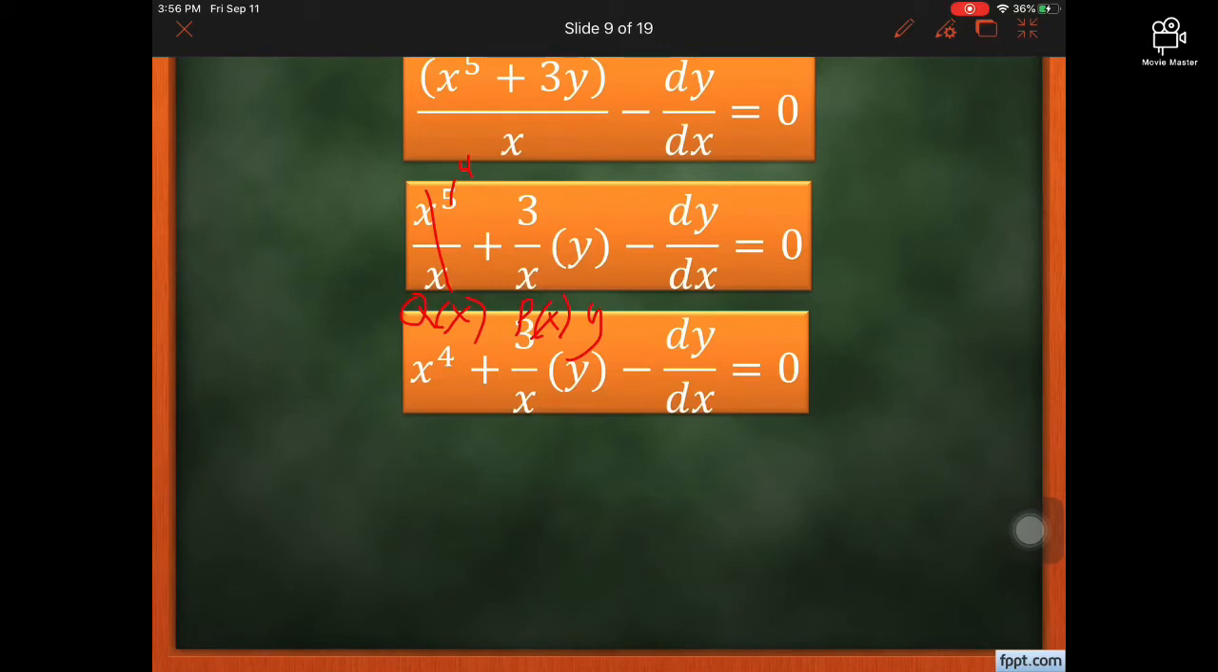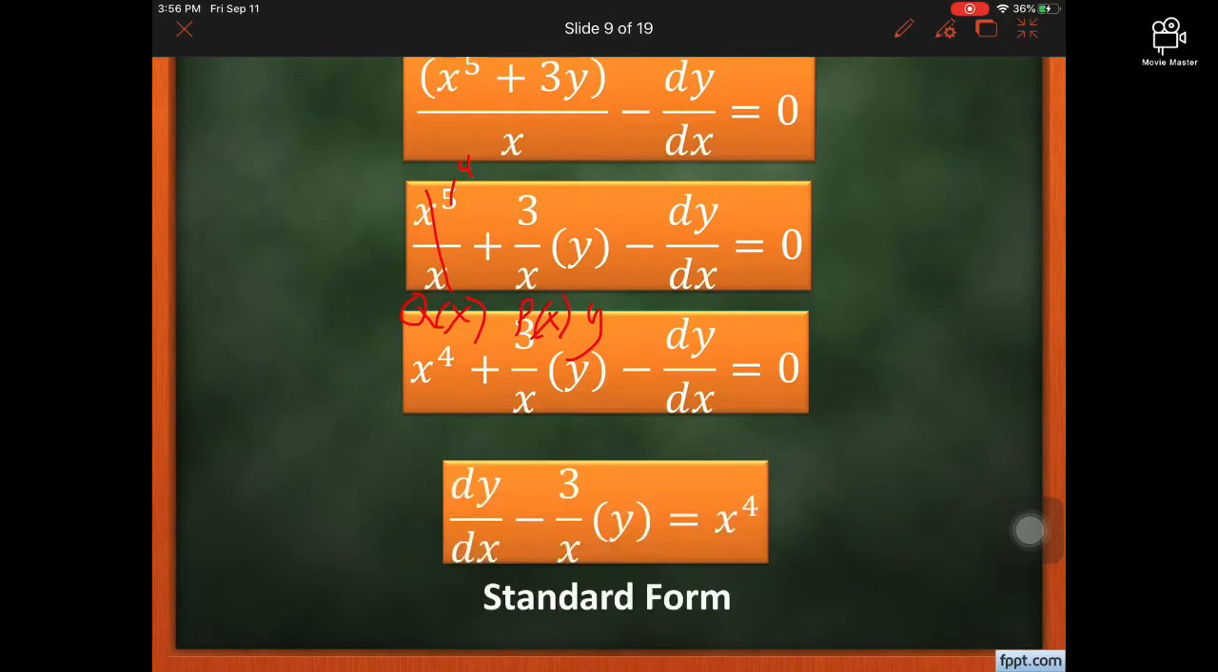So, now we can change it into the standard form. That will give you dy over dx minus 3 over x times y is equal to x raised to 4, wherein 3 over x represents your function p and x raised to 4 represents your function q.